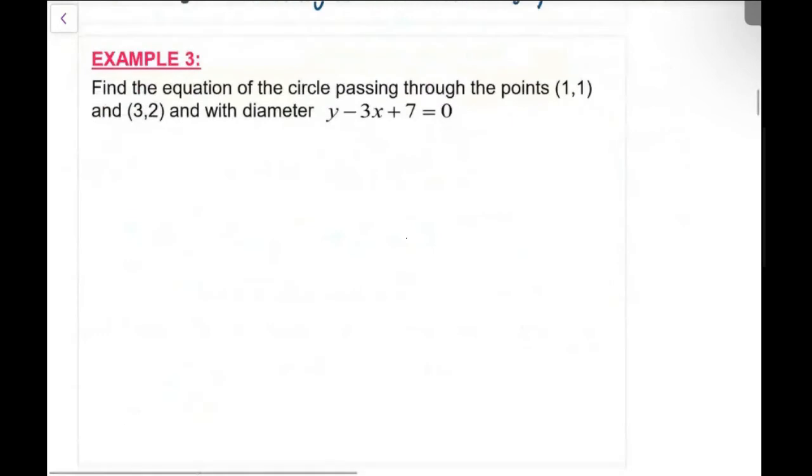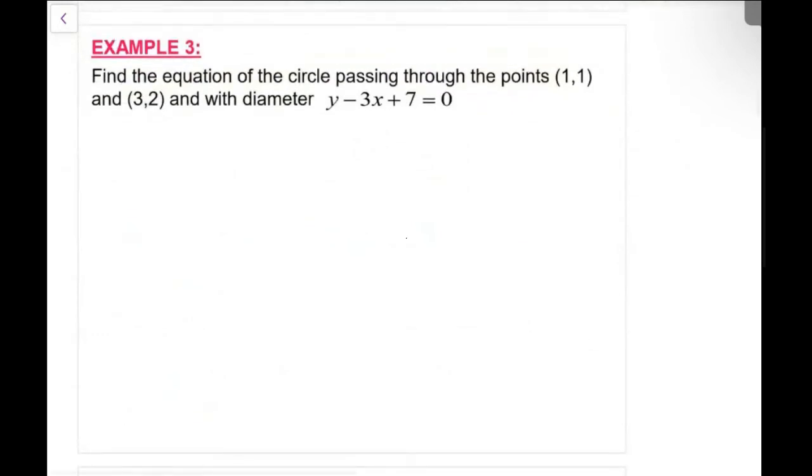Moving on, next one. So, find the equation of a circle passing through the points (1, 1) and (3, 2) with a diameter y minus 3x plus 7 equal to 0. Alright, so for this question, we have a situation where we were given 2 points on a circle plus the equation of a diameter. Alright, so same as before, if this happens, we have to use the general equation of a circle. I just rewrite it first.